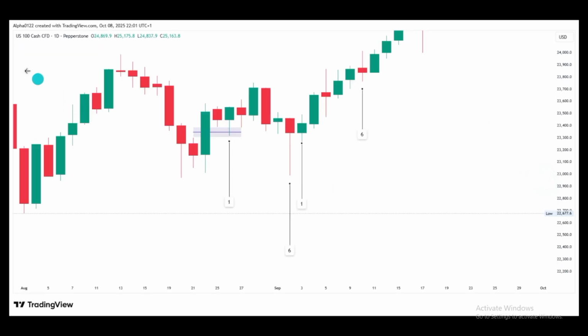And here's another one on the Nasdaq. All you have to do is wait for this guy to form a fair value gap, a candle punches into it, and it takes that.